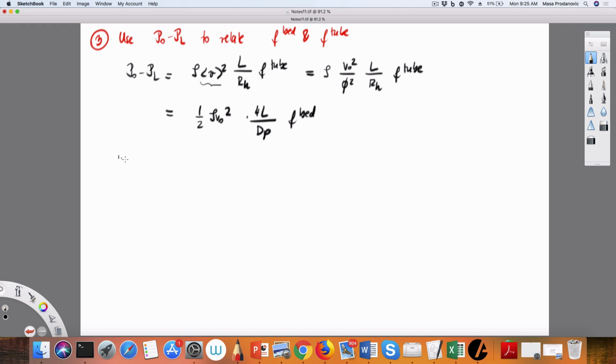So then, dot dot dot, I have a relationship between F bed and F tube. This is where I need to double check this 4. My notes have 4, and I'm going to go with 4 for now. I'll just put a line, double check.